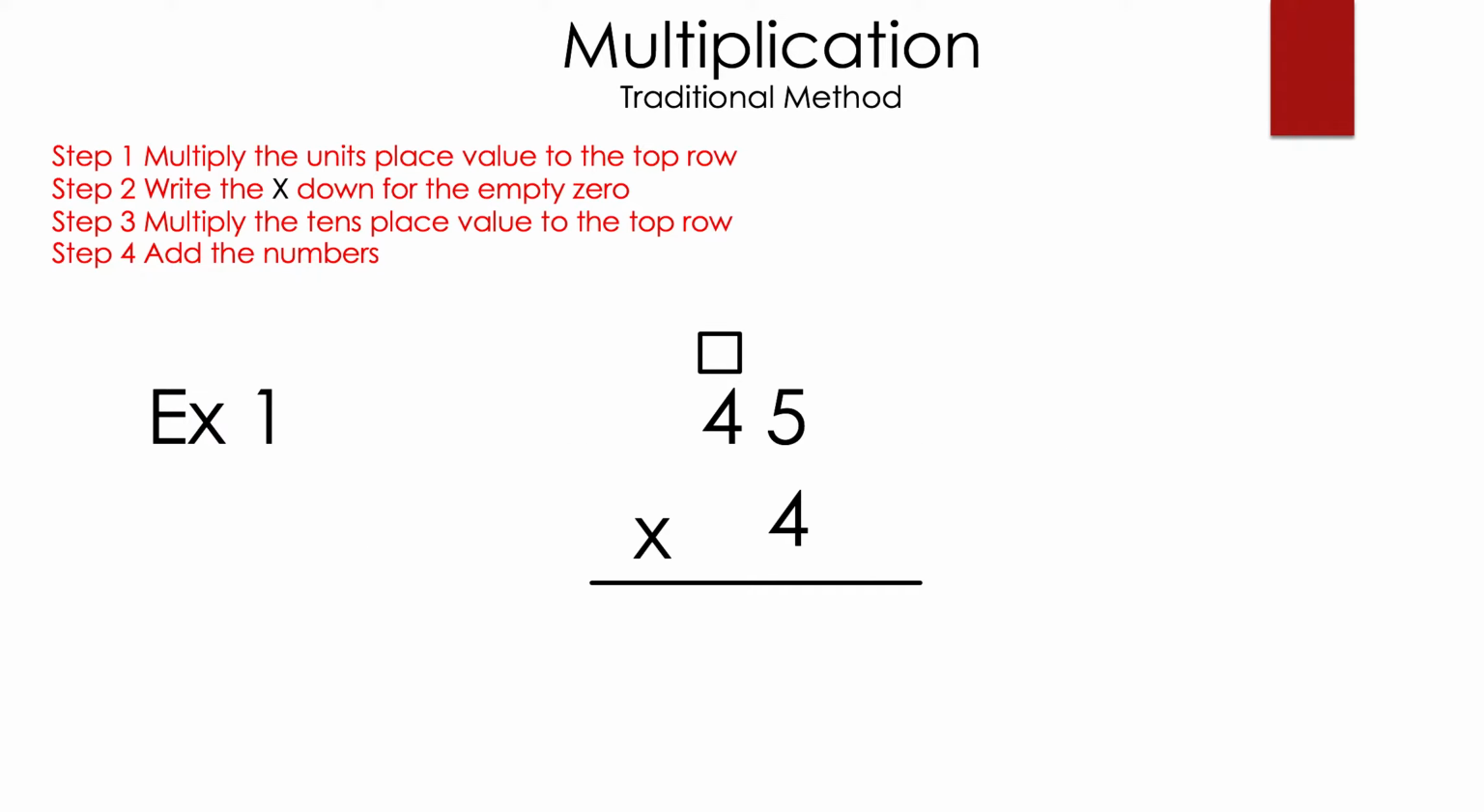Traditional method, if you follow these 4 steps, you will be golden. So first step, multiply the units place value to the top row. Step 2, write the x down for the empty 0. Step 3, multiply the tens place value to the top row. Step 4, add the numbers.